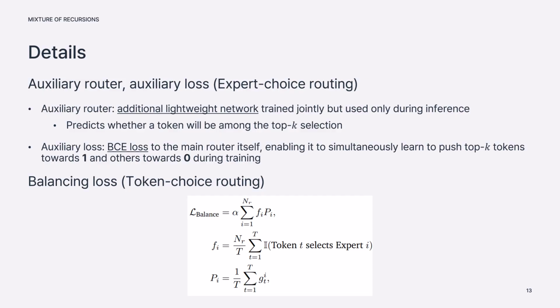And in token choice, tokens can become unbalanced across depths. A balancing loss encourages even distribution to keep compute predictable and stable.